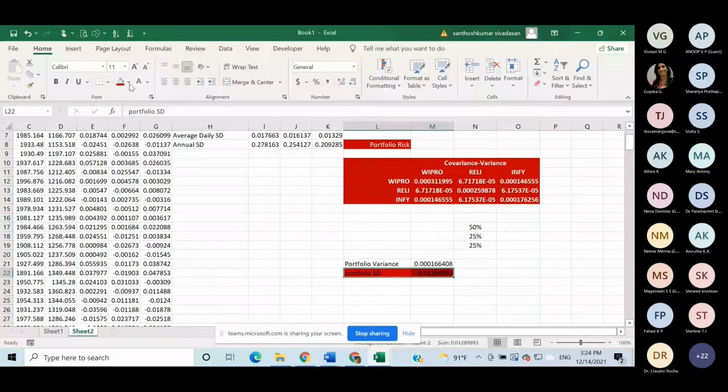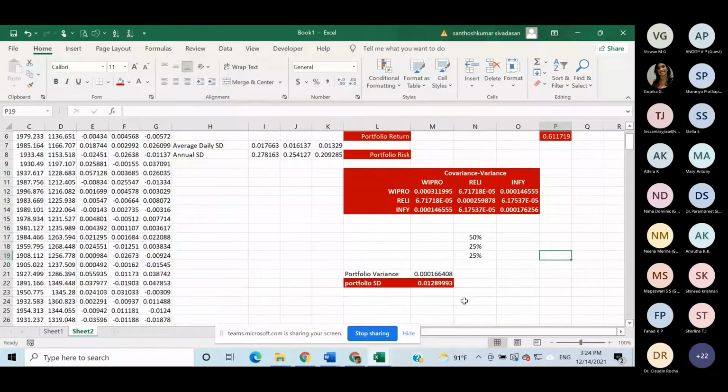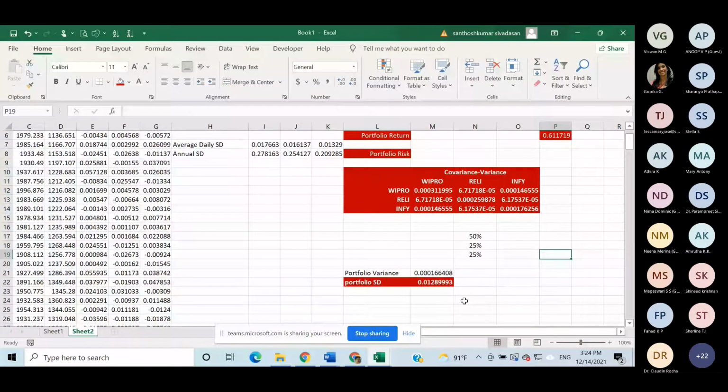Remember, just look at the standard deviation of the individual stocks: 27%, 25%, 20%. When you club together different, less correlated assets, the portfolio standard deviation has significantly reduced. This is the power of diversification.